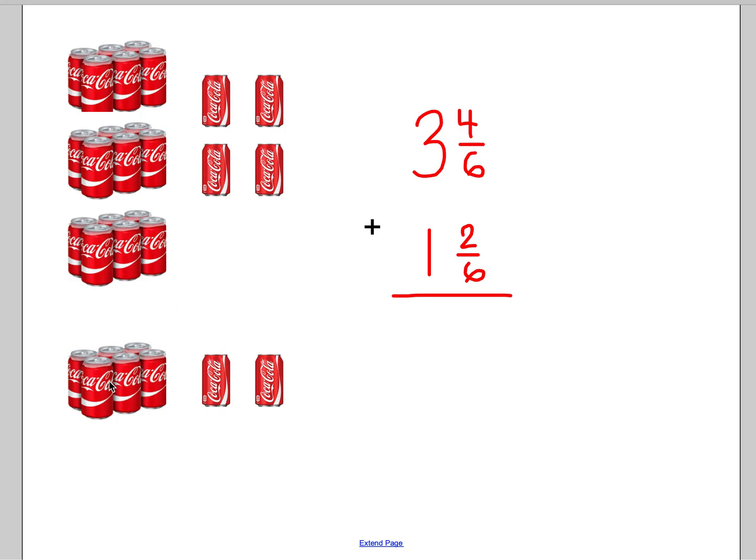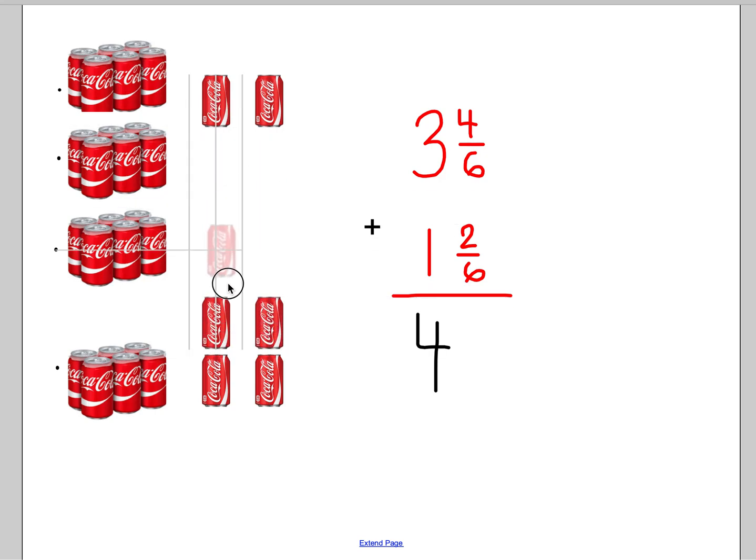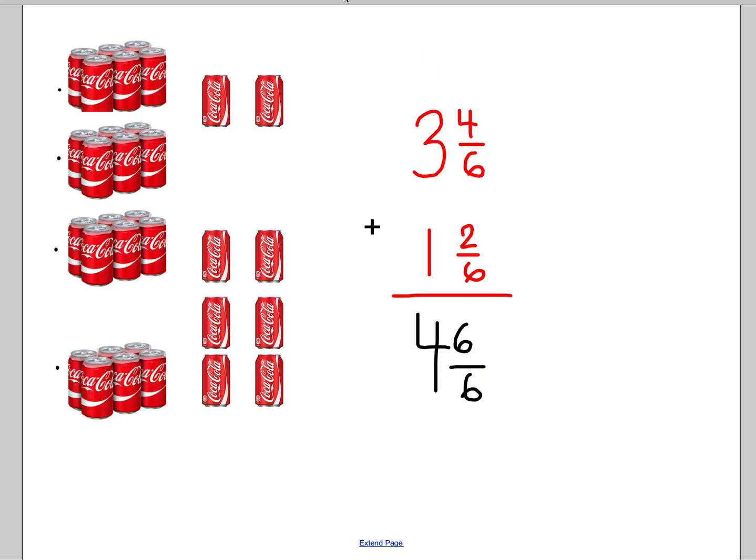Over here, let's say in the cooler, I have a whole 6-pack left and 2 more sixths. What do I have in all? Well, this time, let's just add the whole numbers first. So 3 packs, 1, 2, 3, plus the extra gives me 4. And then how many cans or fractions of a whole 6-pack do I have? It looks like I have 4 and 6 sixths.